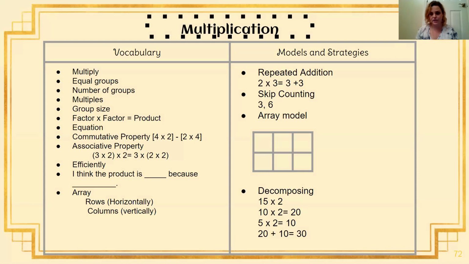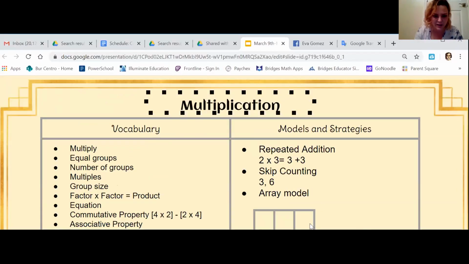We're going to start with our anchor chart. And typically when I do this in my class, and I'm sure with your other two teachers, I do the vocabulary drill. We say the words together, and if I do a gesture, you can do the gesture. So say it with me: multiply, equal groups, also number of groups, group size, multiples, factor times factor equals product, equation, commutative property.